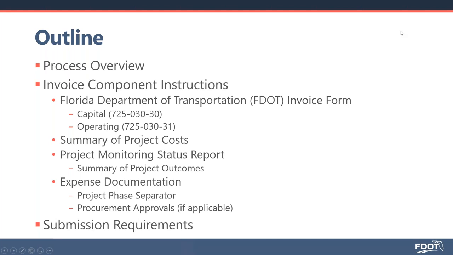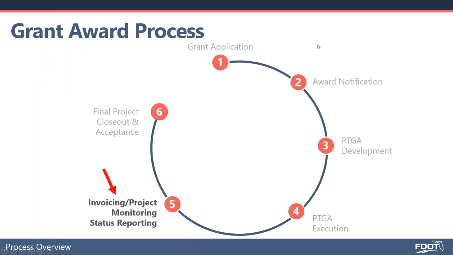And just as a refresher, I know that you guys have seen this graphic before, but just so you understand a little bit more about the award process, first you, of course, submit your grant application. Then we go through the award notification process. We develop the contract mechanism in which you receive your reimbursement. Then that contract gets executed. Once the contract gets executed, you are able to invoice for expenses that are eligible under that grant, but only for expenses incurred after the PTGA was executed. Then, of course, after you've expended the funds on the grant, you're able to close out the project. And there is a process for that. We're not going to go into detail today about that because I don't believe that information is relevant to any of you right now. But at a later date, we will.